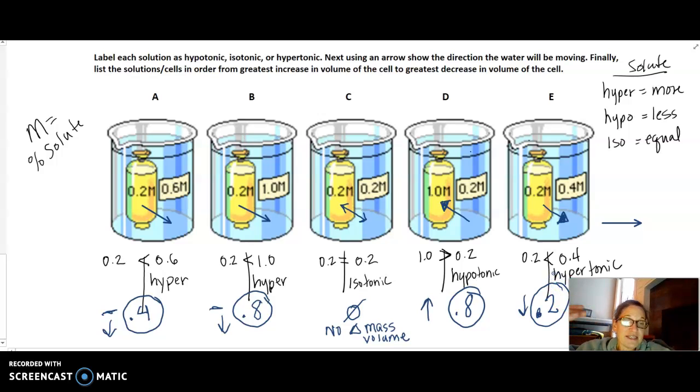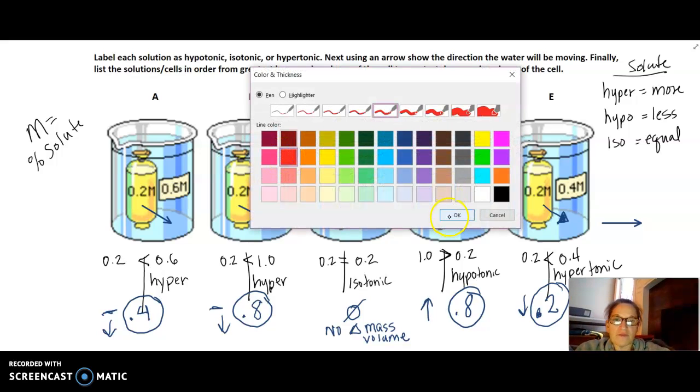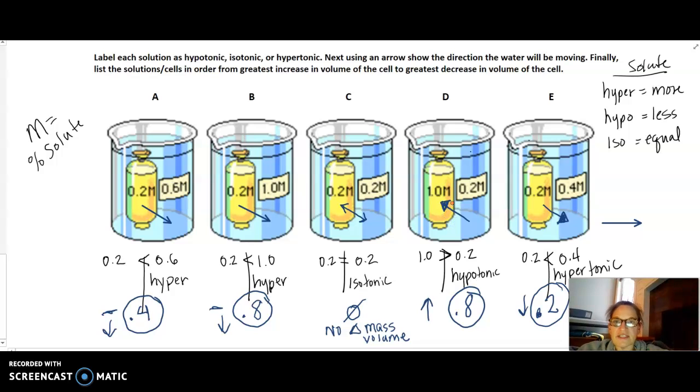So now I can put these in a sequence. And I want the sequence from the greatest increase in volume. Okay, so my greatest increase in volume, if I write these out, I'll put them in red here. My greatest increase in volume is going to be D, because it's going to gain, and it's a difference of 0.8. The next one, if I'm going from greatest increase to greatest decrease, would be C, because C is not going to change at all. And the other three are all going to change volume.